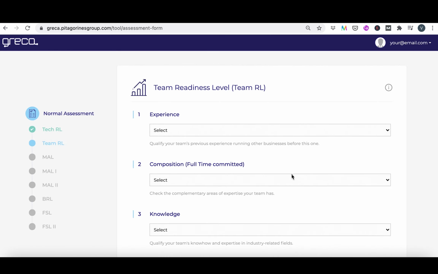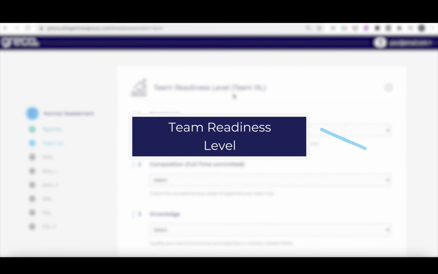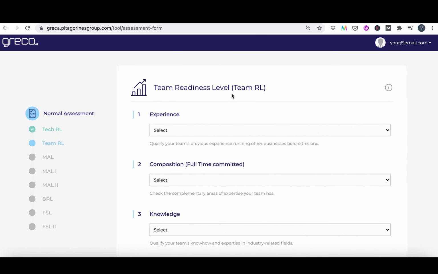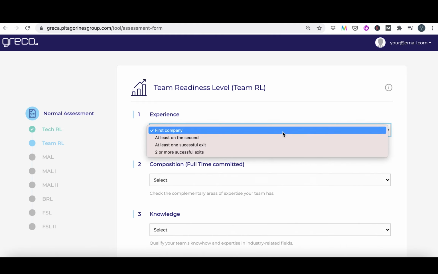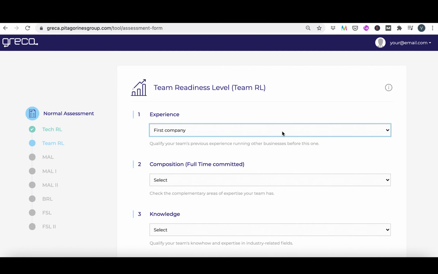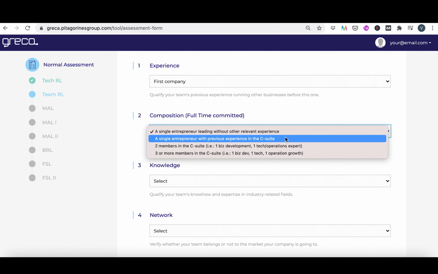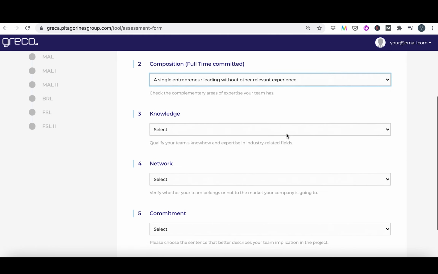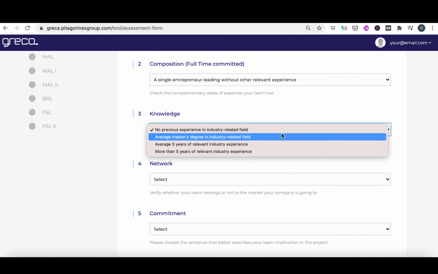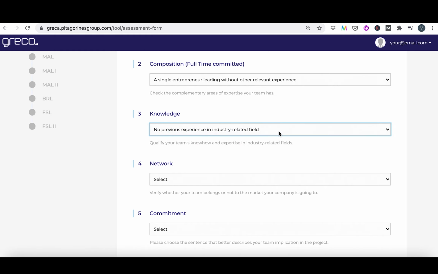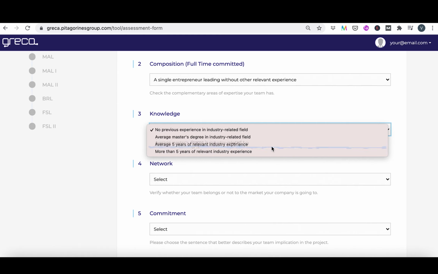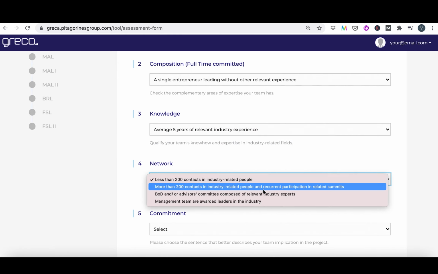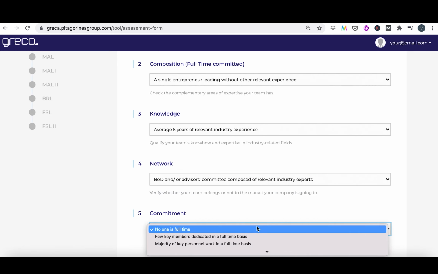Next, we have the team readiness level, which seeks to know the attractiveness that the team that integrates the project may have for investors. To do this, it will ask us for information such as our previous experience managing other projects, the composition by business function, previous experience again in this industry in which we operate, our professional relevance within this industry, and our involvement in the project.